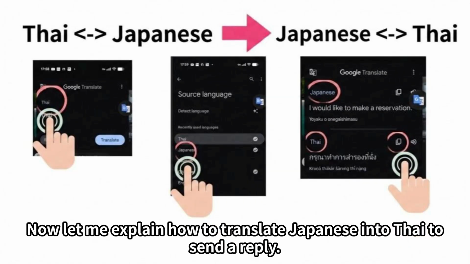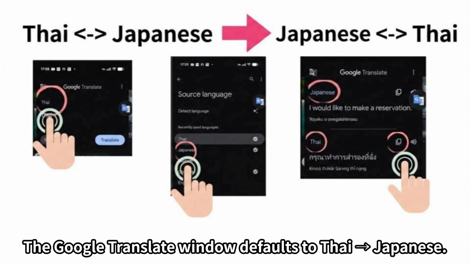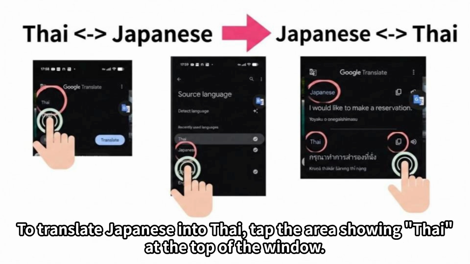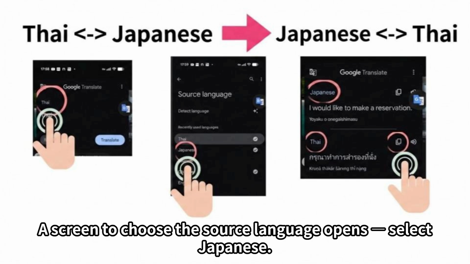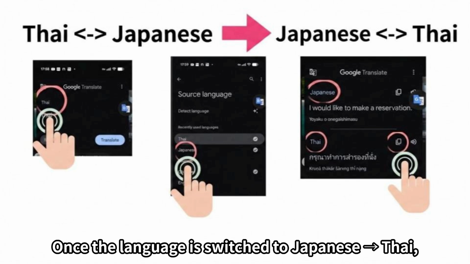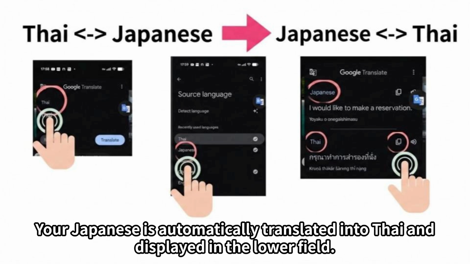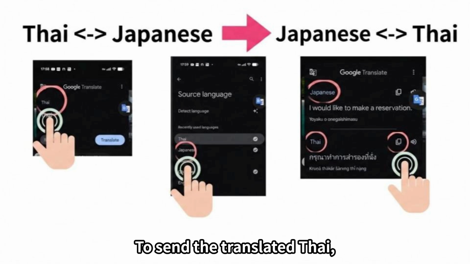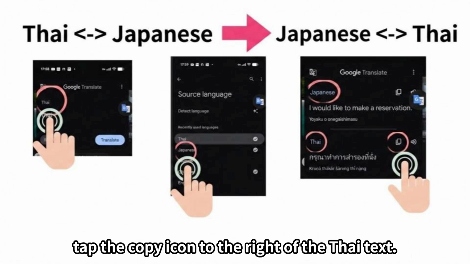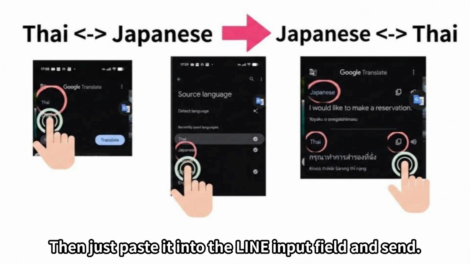Now let me explain how to translate Japanese to Thai to send a reply. The Google Translate window defaults to Thai to Japanese. To translate Japanese to Thai, tap the area showing Thai at the top of the window. A screen to choose the source language opens, select Japanese. Once the language is switched to Japanese to Thai, type what you want to say in the upper input field in Japanese. Your Japanese is automatically translated into Thai and displayed in the lower field. To send the translated Thai, tap the copy icon to the right of the Thai text. Then just paste it into the LINE input field and send.